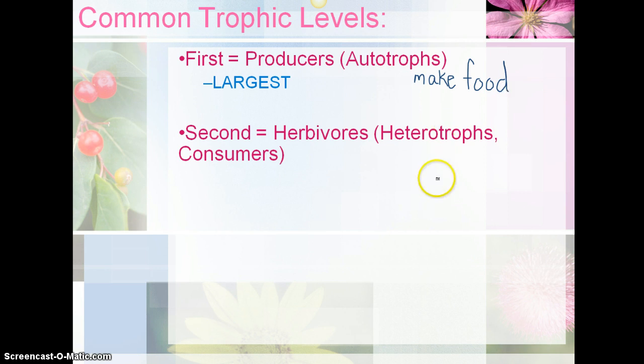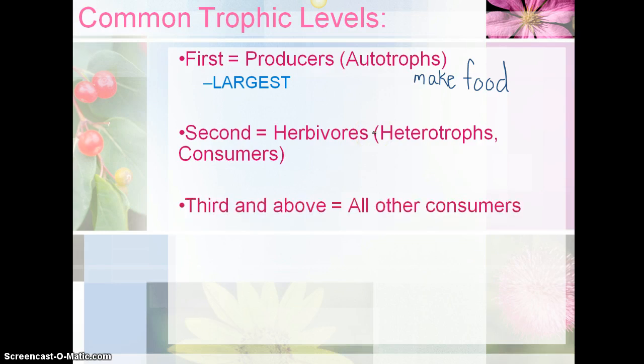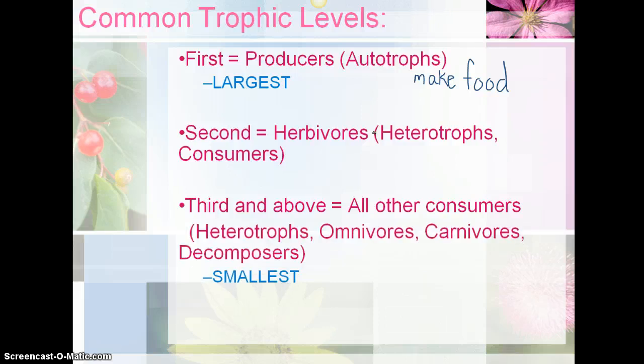So they make their own food. Herbivores is another term that's on your sheet, and those eat plants, so they're the second consumers. We'll give that definition on another slide as well, I believe, but they eat plants. Third and above are all the other consumers. So we have heterotrophs, omnivores, carnivores, and decomposers, and that's going to be your smallest group.